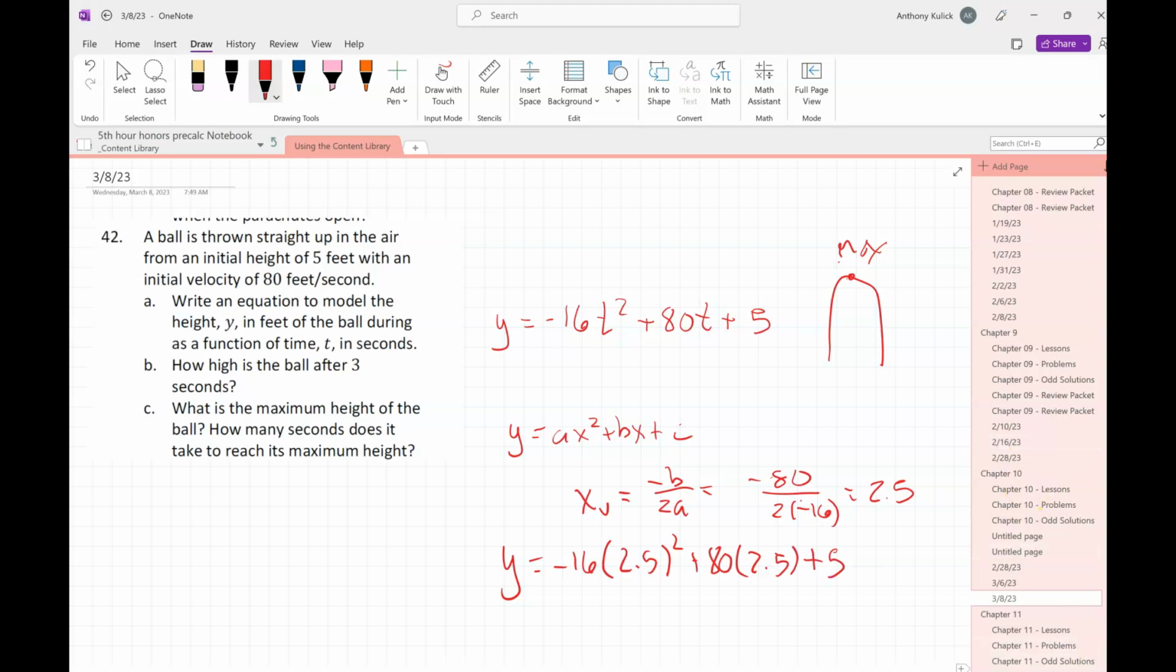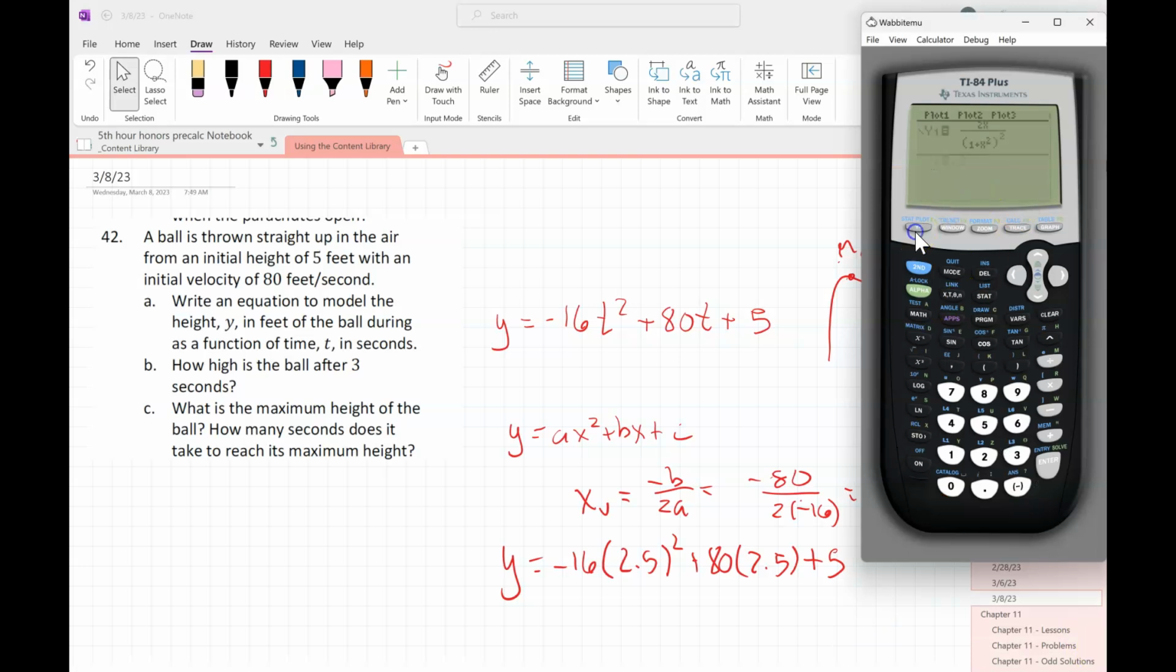You could also use your calculator to do that, right? If you had graphed this function, negative 16x squared plus 80x plus 5, and again, 0 to 10 is probably fine for times. And then heights 0 to, let's say, 150 or something. I don't know how tall this thing's going to get.